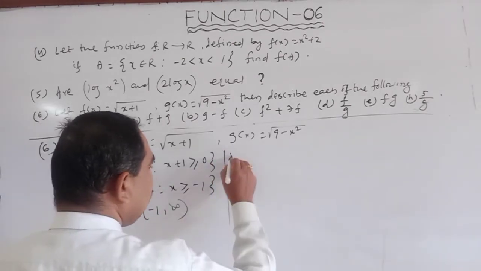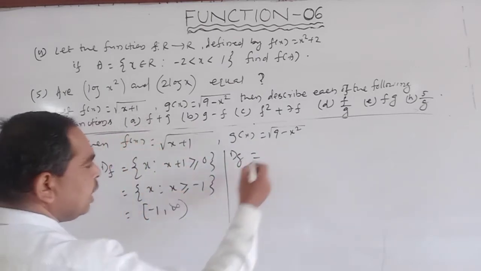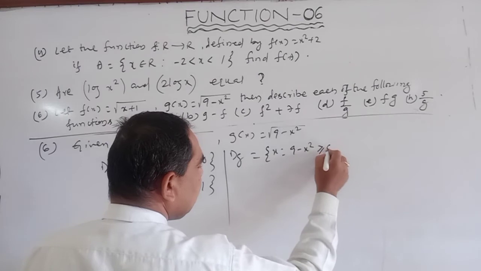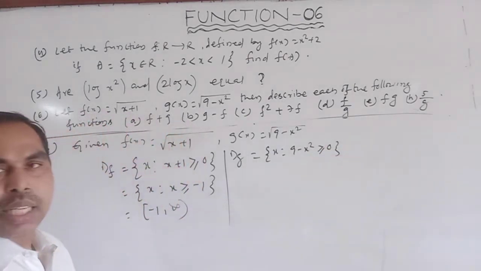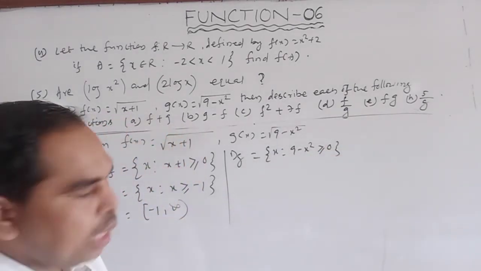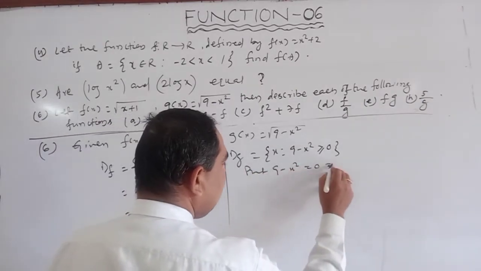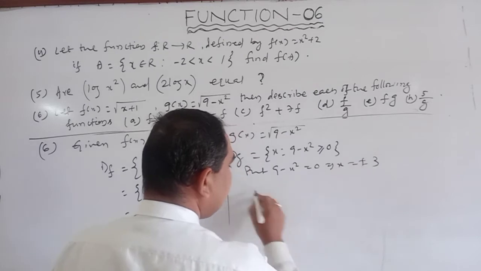Similarly, domain of g, same process: x such that 9 minus x square is greater than or equal to 0. First put 9 minus x square is equal to 0, which implies x is equal to plus or minus 3. So draw the number line.